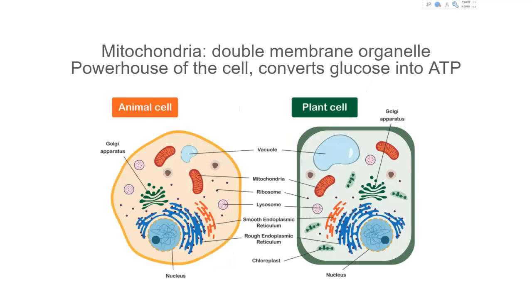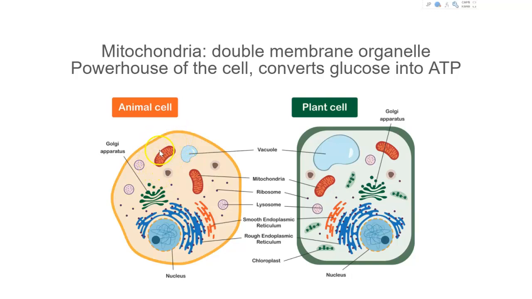All right. I think this is our last one. The mitochondria is the powerhouse of the cell, right? This is also a double membrane organelle. We're going to find these in animal cells and plant cells, but not in bacteria. They have another way of converting glucose into ATP. But in animal cells and plant cells, these are the mitochondria.